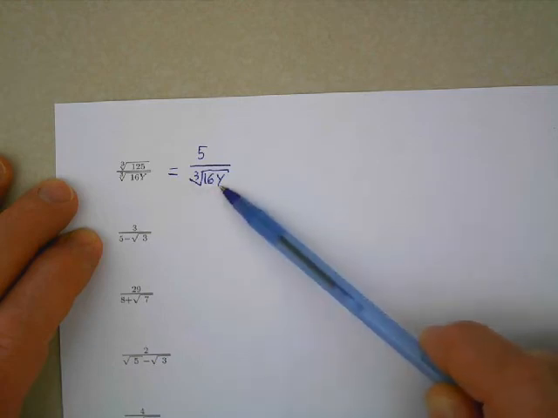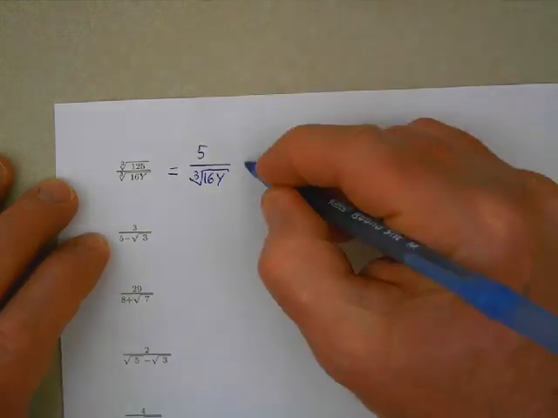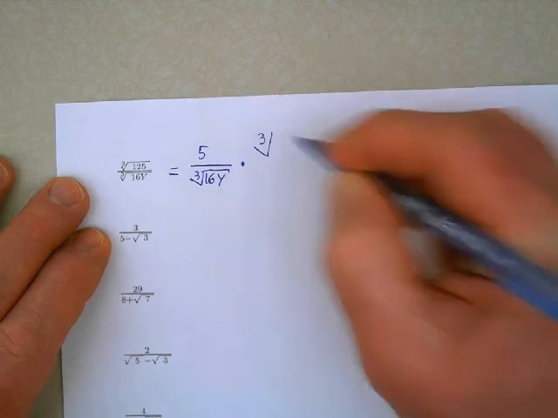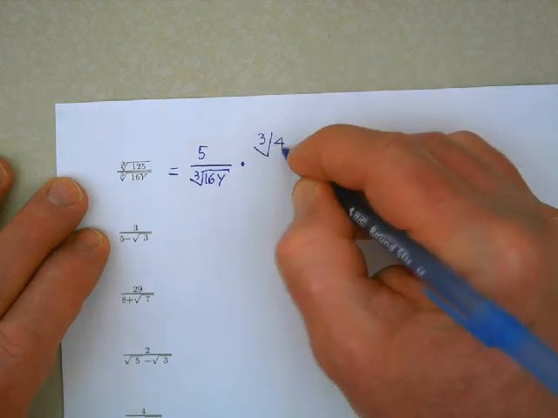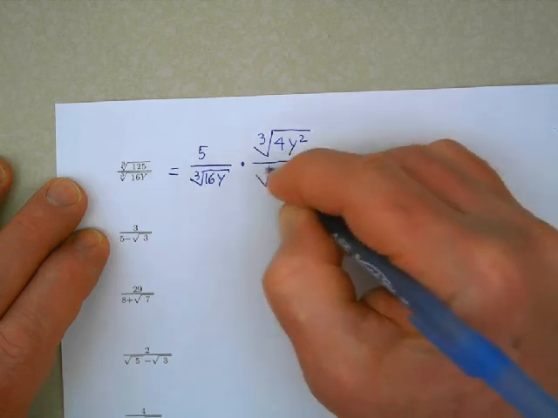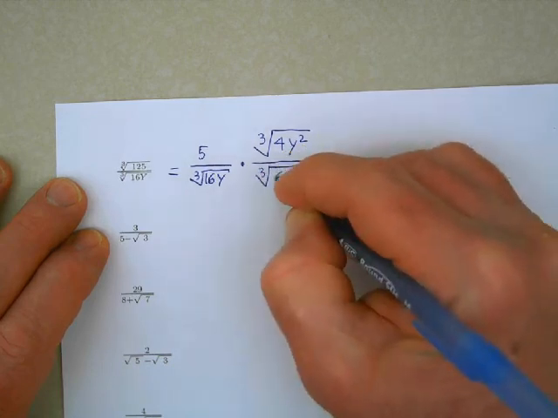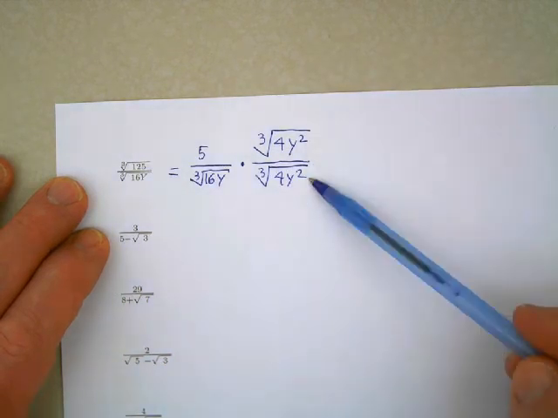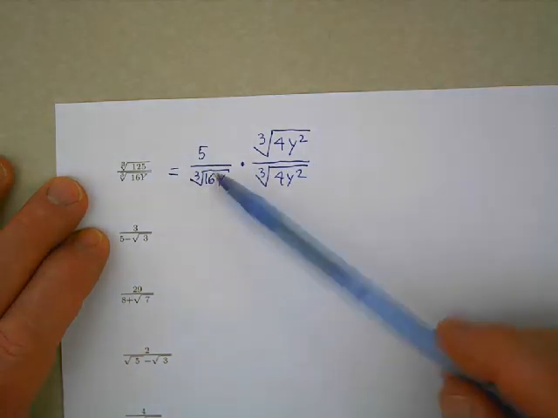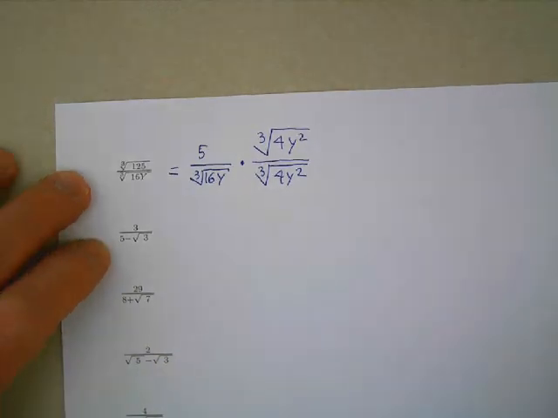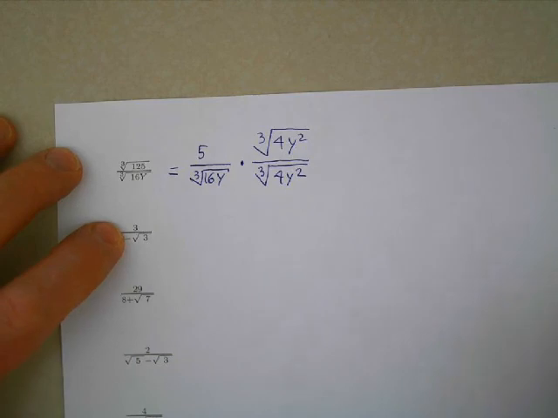And we know that y to the third is a perfect cube. So this indicates that we should multiply by 1 in the form the cubed root of 4y to the second divided by the cubed root of 4y to the second. We're just multiplying by 1, and anytime you multiply a number or an expression by 1, you're not changing the value of that expression, you're just changing its form.